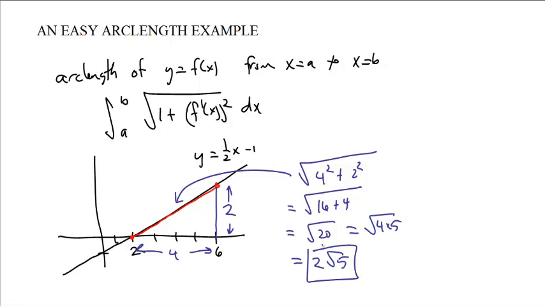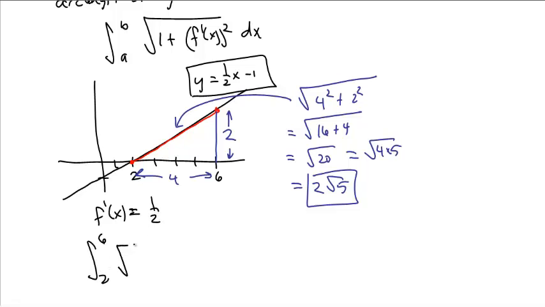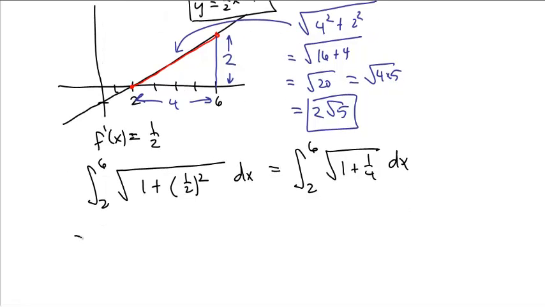So if the arc length formula gives us the same answer, we feel a little bit more confident in our formula. So here the derivative f prime of x is the derivative of the equation, and the derivative of that is 1/2. So we are integrating from 2 to 6 of the square root of 1 plus 1/2 squared dx. Now 1/2 squared is 1/4, so this is the integral from 2 to 6 of the square root of 1 plus a fourth dx, and 1 plus a fourth is 5/4.